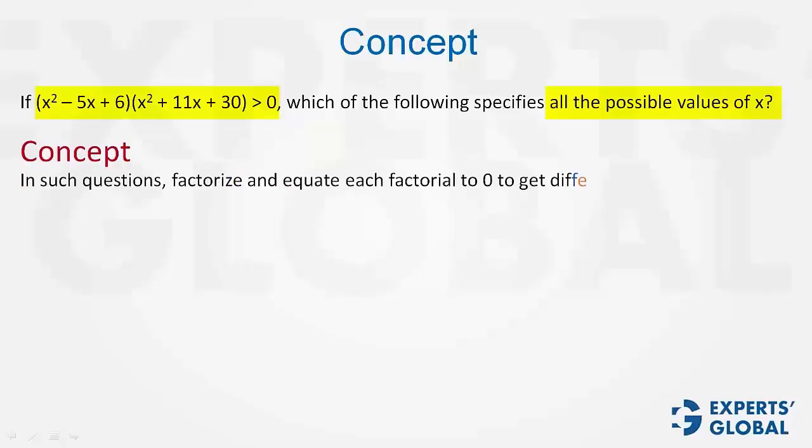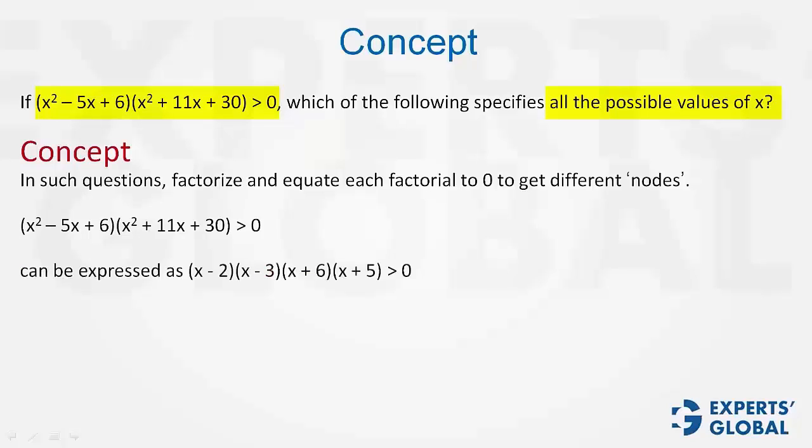The concept is that in such questions, factorize the terms and equate each factor to 0 to get different nodes. So this is what the expression is. This can be factorized into (x - 2)(x - 3)(x + 6)(x + 5). This entire expression is greater than 0.